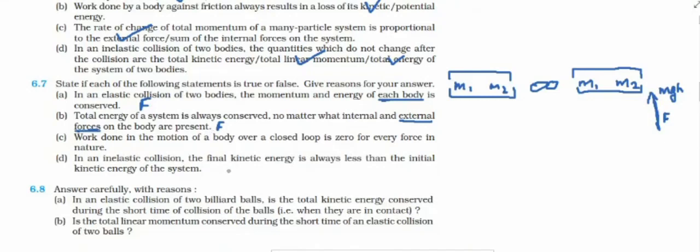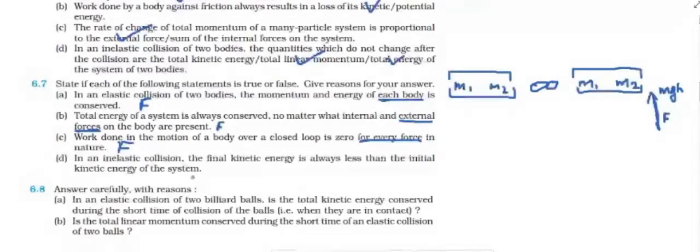Then part C: work done in the motion of a body over a closed loop is zero for every force in nature. Again, it is false. It is not applicable for every force. It is applicable only for conservative force. There are non-conservative forces like friction. For such forces, the work done over a closed path is not zero.